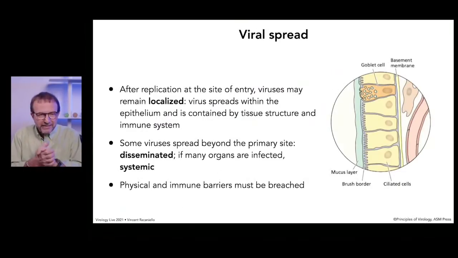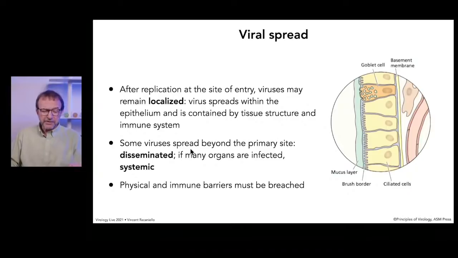Viral spread. So we've got a virus in you. Now, how does it go elsewhere? Where does it go? Some viruses don't go anywhere. They remain localized. So a virus here infects this respiratory epithelium. It is shed maybe laterally, infects neighboring cells. It could spread throughout the respiratory epithelium and just remain there and cause a common cold. The virus spreads within the epithelium, and is contained by the tissue structure and the immune system.